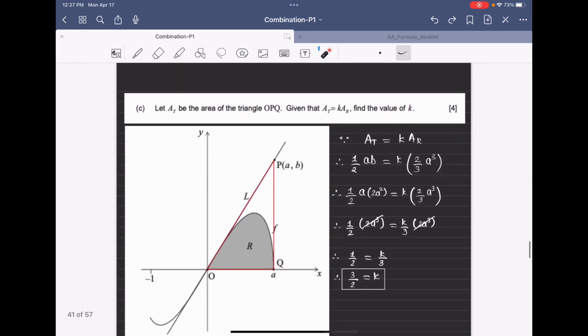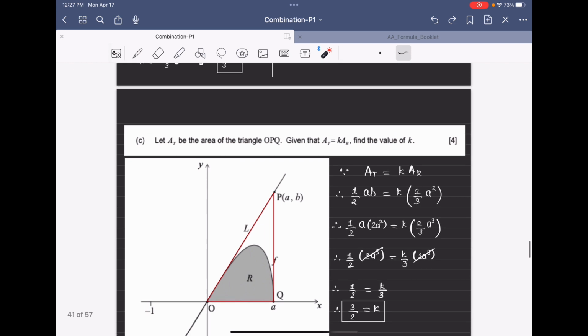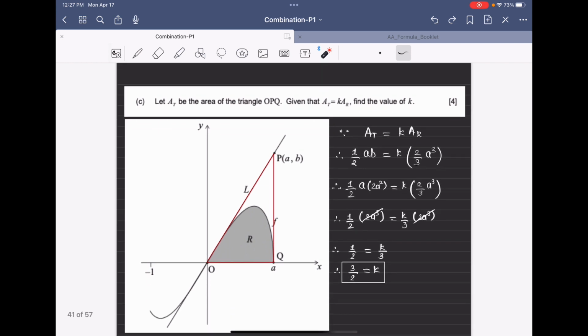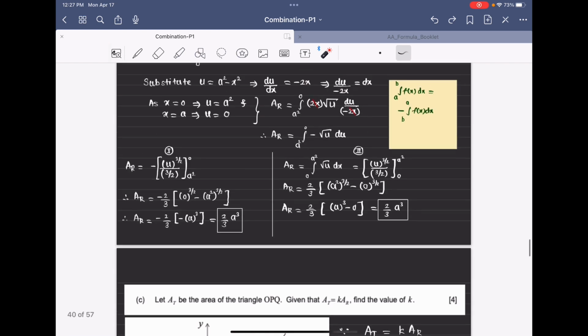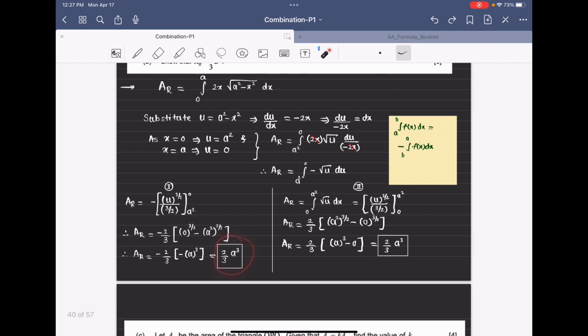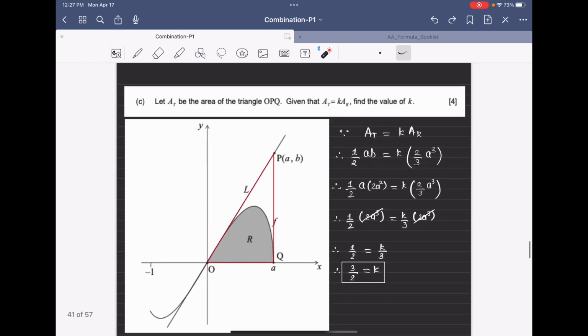Last part: let AT be the area of the triangle OPQ. We know O, we know Q, and we know P. If I connect this, you can see P and Q have the same x value, that means this has to be a right angle triangle. What they have given is AT, the area of the triangle, is equal to K times AR, the area of this part. Find the value of K.